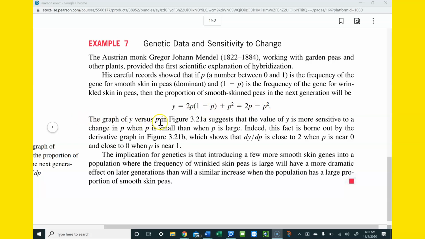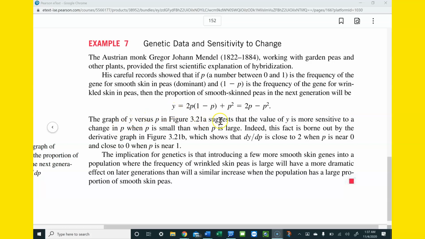The graph of y versus p suggests that the value of y, let me see what y even stands for, the proportion of smooth skin peas in the next generation. So it's smooth skin peas to all other peas. So the higher y is, the higher number of smooth skin peas you have. And it's based on the frequency or probability of the gene in the peas, the different genes.